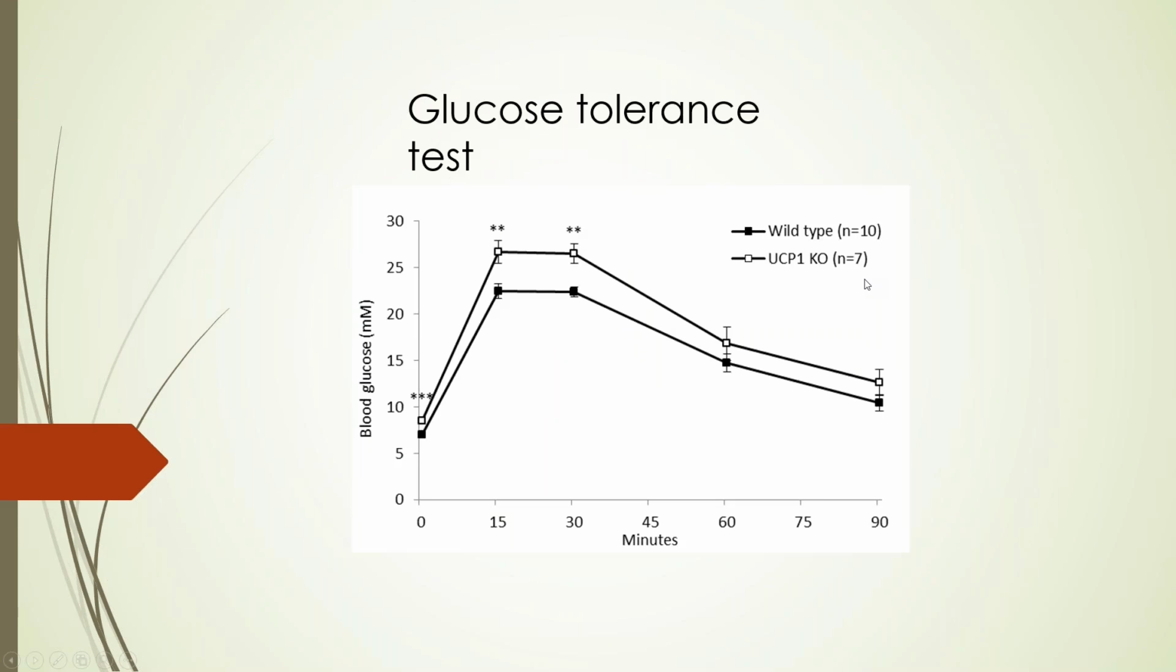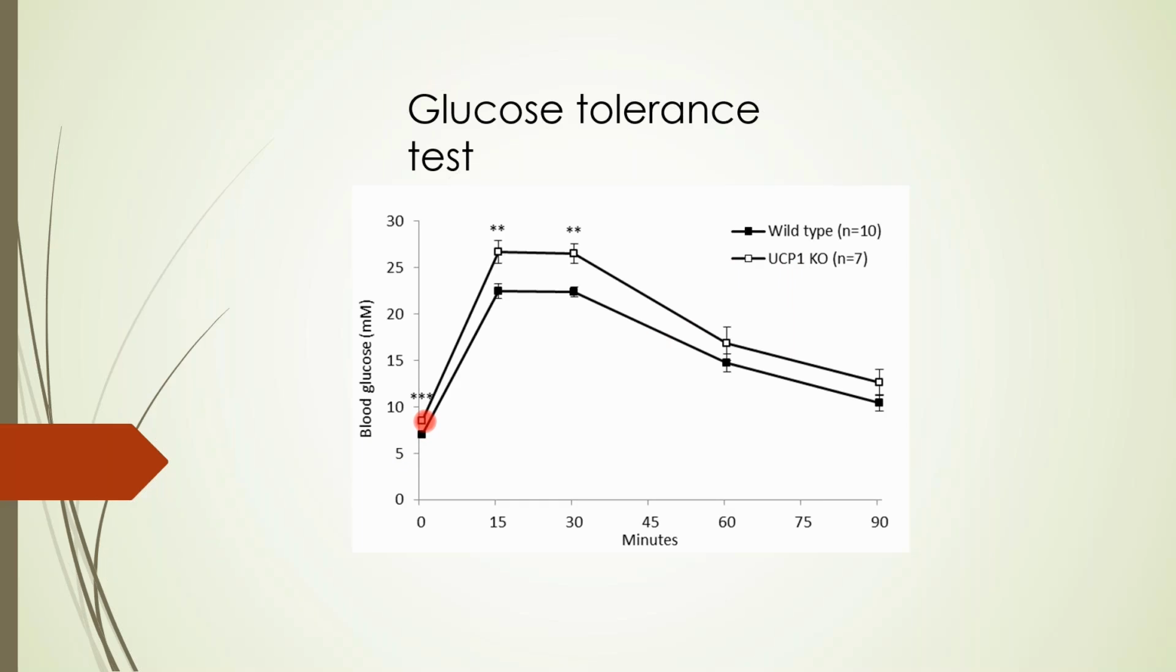And this is a classic glucose tolerance test, which is generally done to see the glucose disposal in our body. So what you can see in this graph is that this is the wild type. The black boxes are the wild type mice, and white boxes are the UCP1 knockout mice. So even at the basal state, you can see the blood glucose level was quite high.